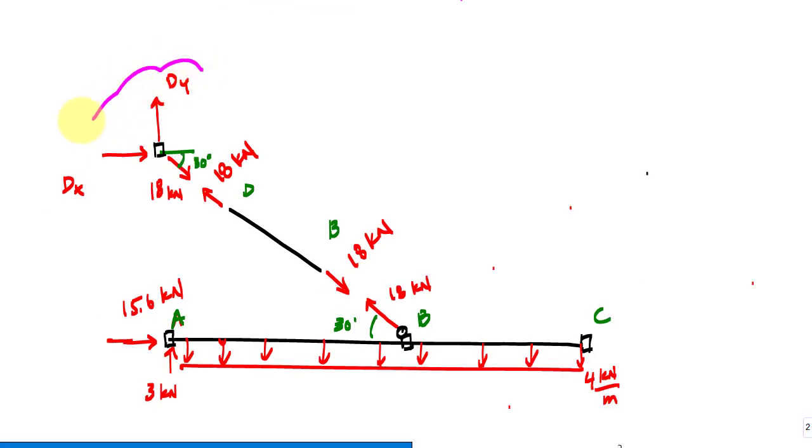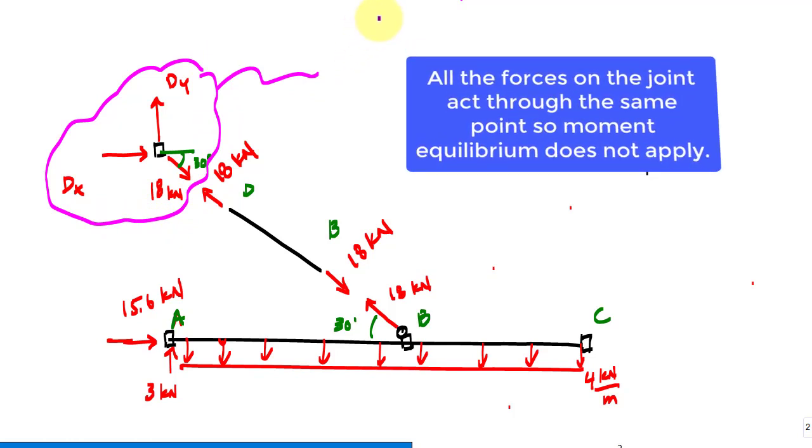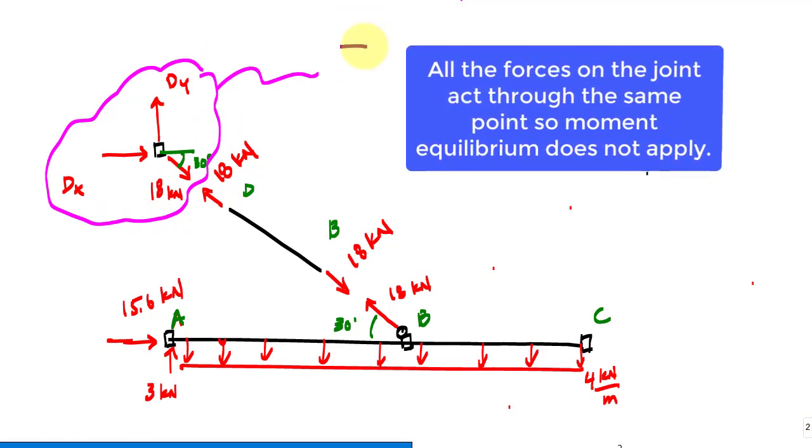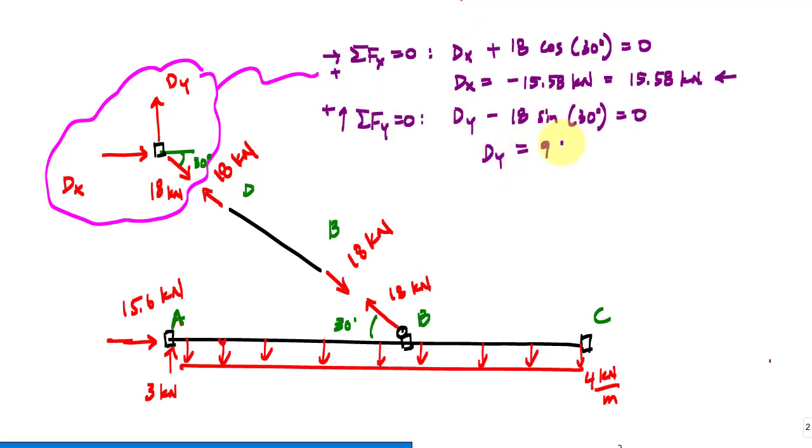And I would just look at equilibrium of this joint right here. For joint equilibrium, I just have the sum of the forces in the x and the sum of the forces in the y. The negative 15.58 just tells me that Dx is actually pointing to the left. And then once I do the sum of the forces in the y, this tells me that Dy is 9 kilonewtons, and we get a positive result, meaning that Dy is pointing up. So these are all my support reactions.